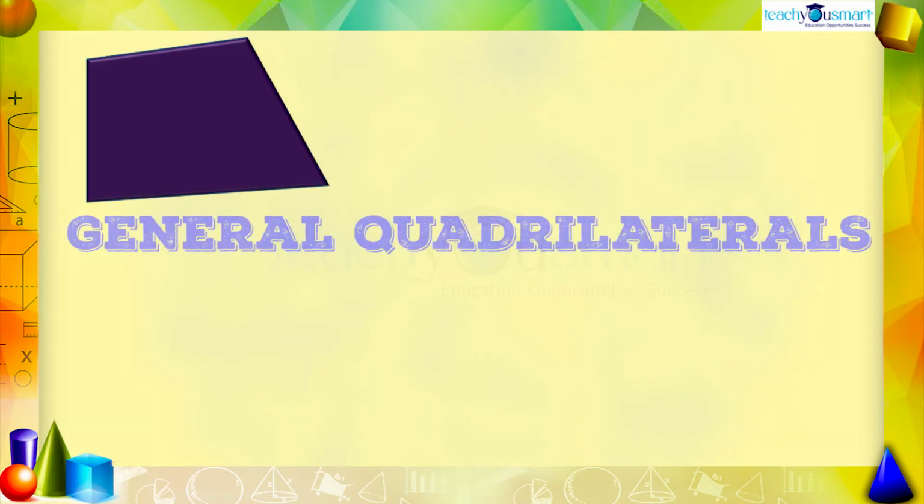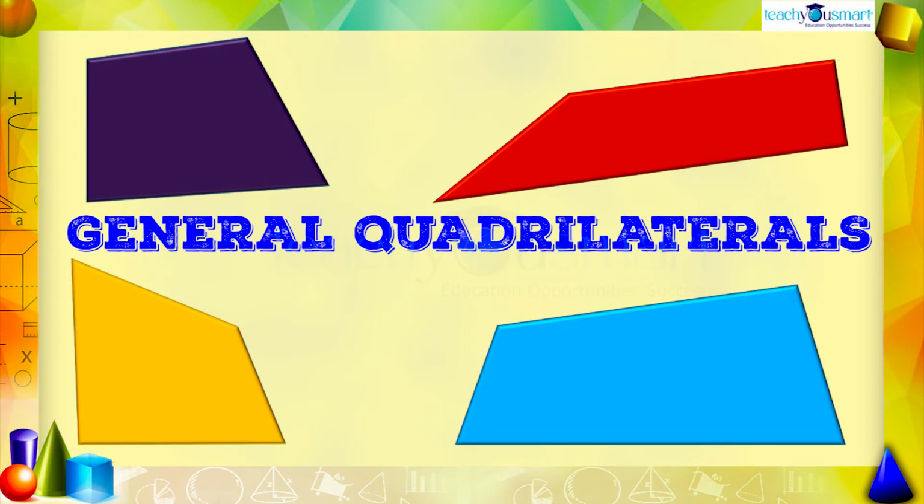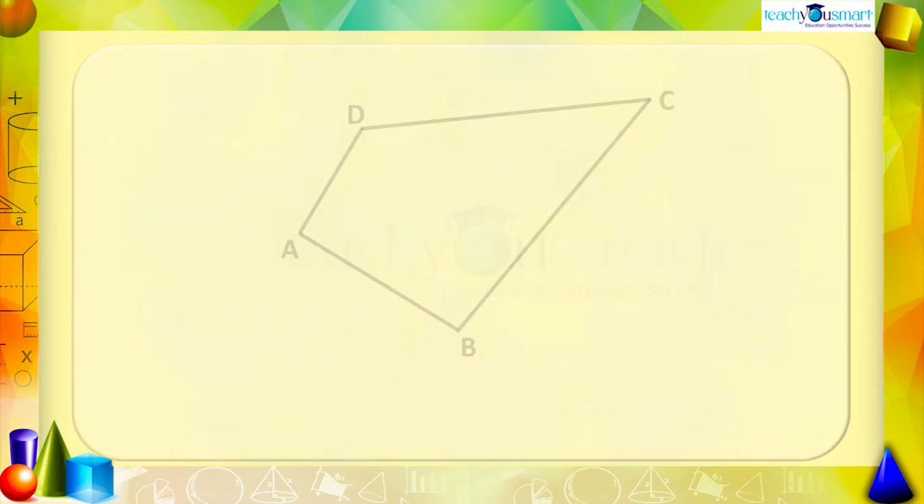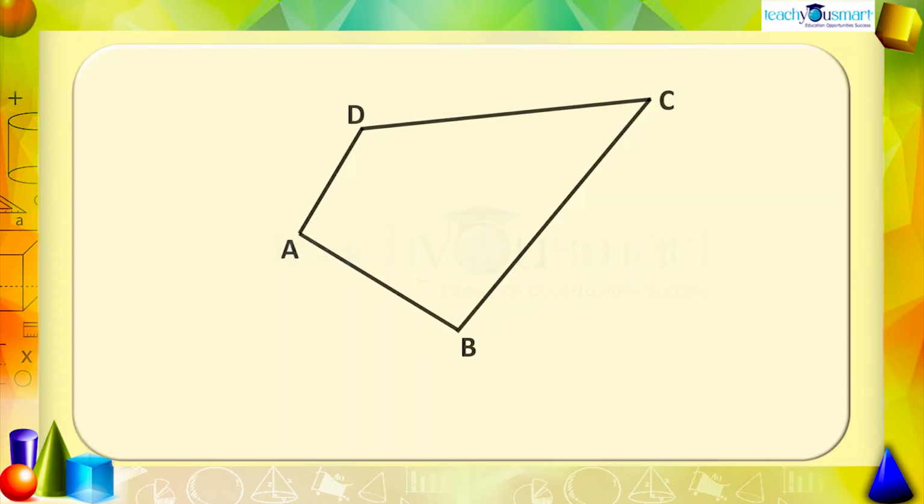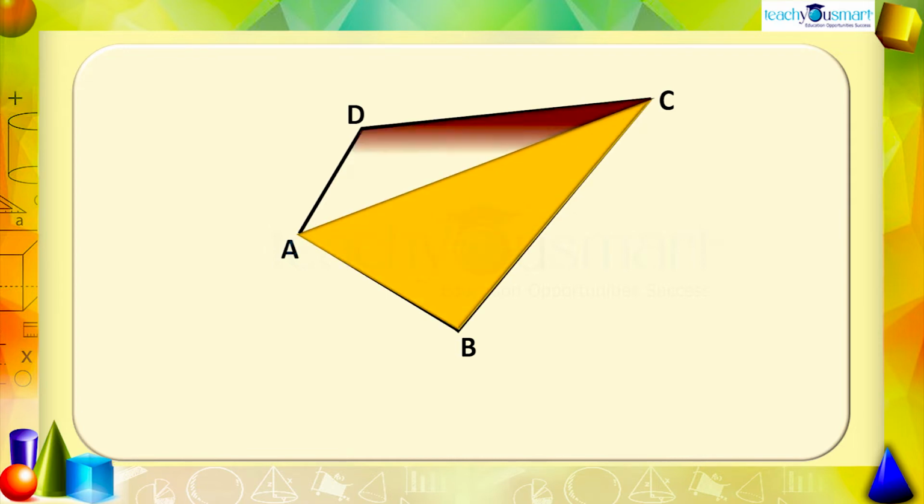But in the case of a general quadrilateral, how can we find its area? Let's take a general quadrilateral, ABCD. It can be divided into two triangles by drawing diagonal AC or BD. Now we can see that the area of a quadrilateral is the sum of the areas of these two triangles, triangle ABC and triangle ADC.